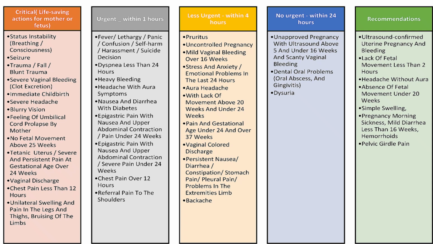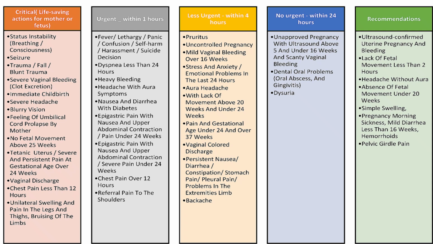Here the less urgent, within 4 hours we can treat pruritus, uncontrolled pregnancy, mild vaginal bleeding over 16 weeks, stress and the anxiety, emotional problems in the last 24 hours, or a headache with lack of movement above 20 weeks and under 24 weeks, pain and gestational age under 24 and over 37 weeks, vaginal color discharge, persistent nausea or diarrhea, constipation, stomach pain, pleural pain, problems in the extremities, limb or backache.